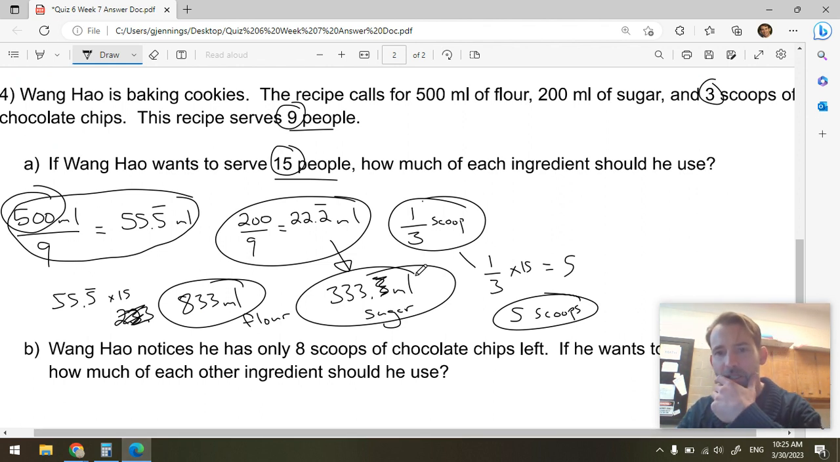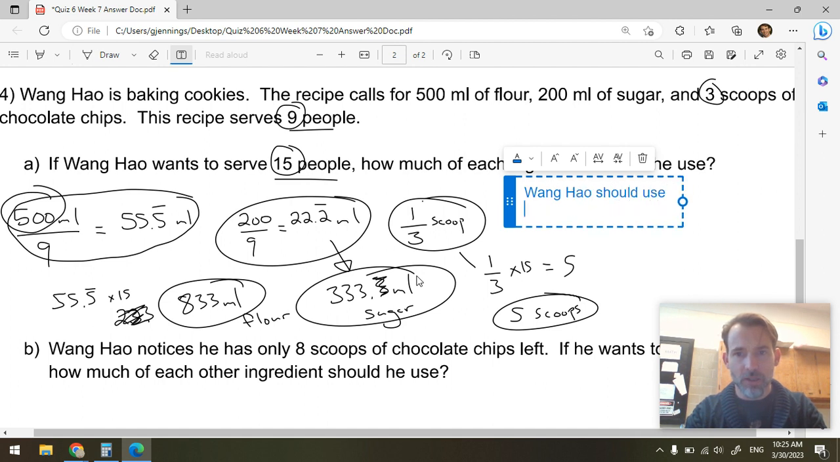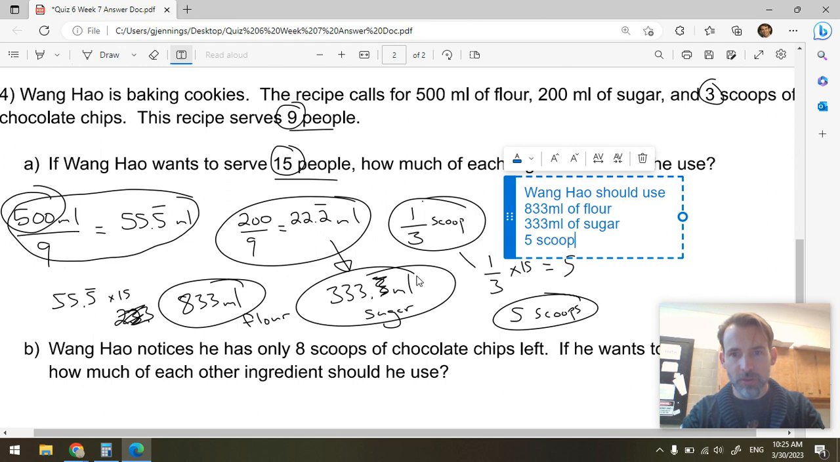So that's how much of each ingredient he should be using. Okay, and then I'll have a sentence there. So let's see. We will say Wang Hao should use 833 milliliters of flour, 333 milliliters of sugar, and 5 scoops of chocolate chips. Cool. All right.